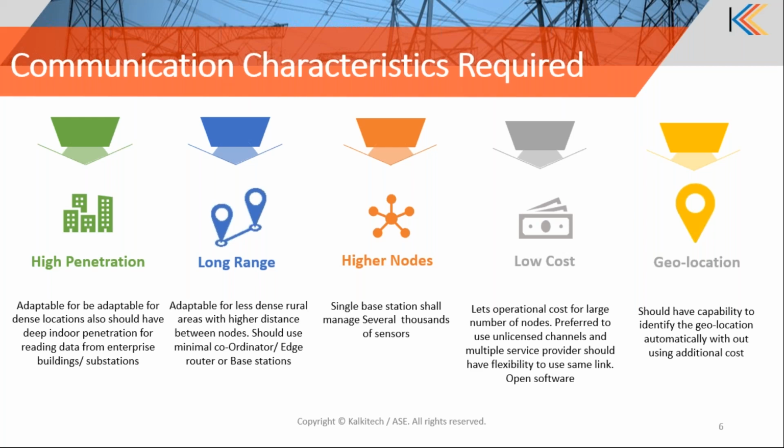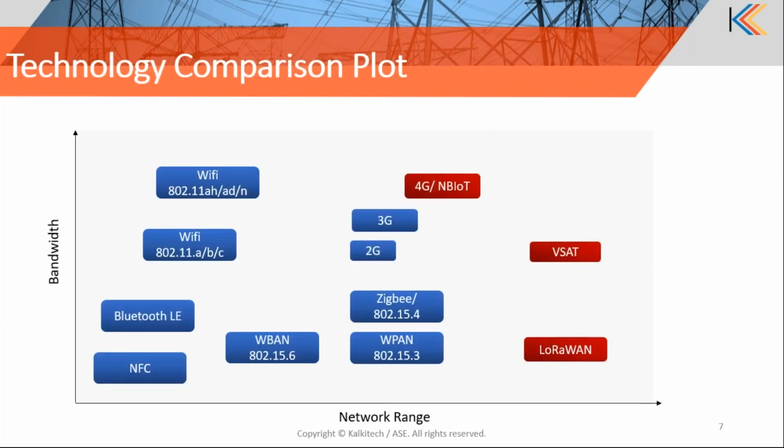So looking at all these characteristics, let's plot all the communication options which we have right now on a network range versus bandwidth plot. This is how it will look. You can see that the plot provides a comparison of network range versus bandwidth.